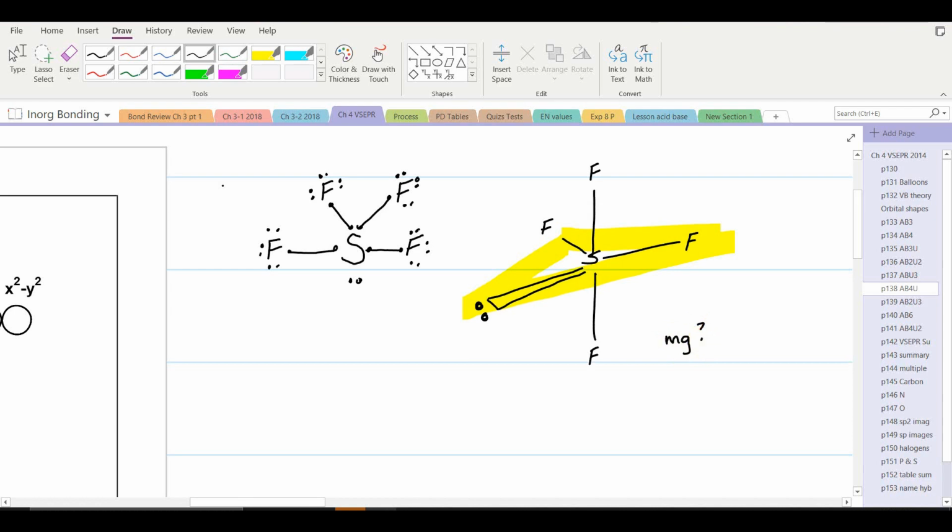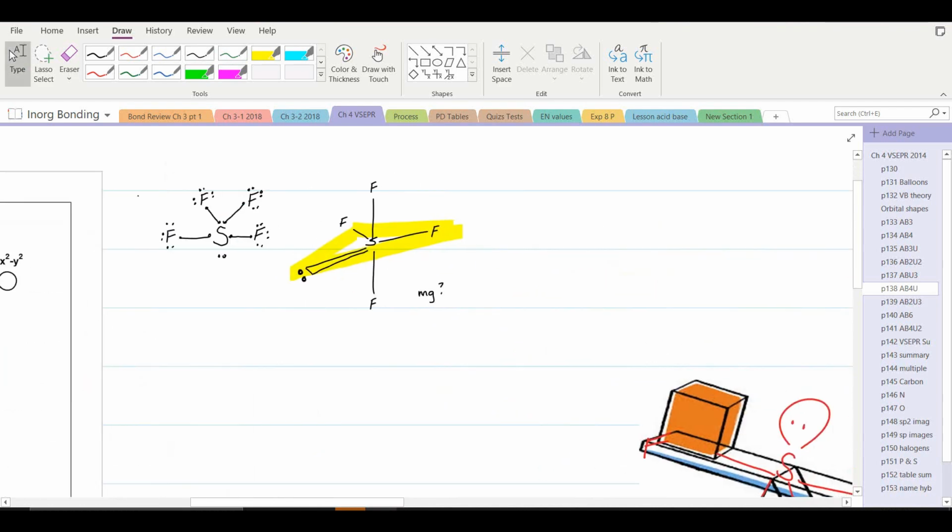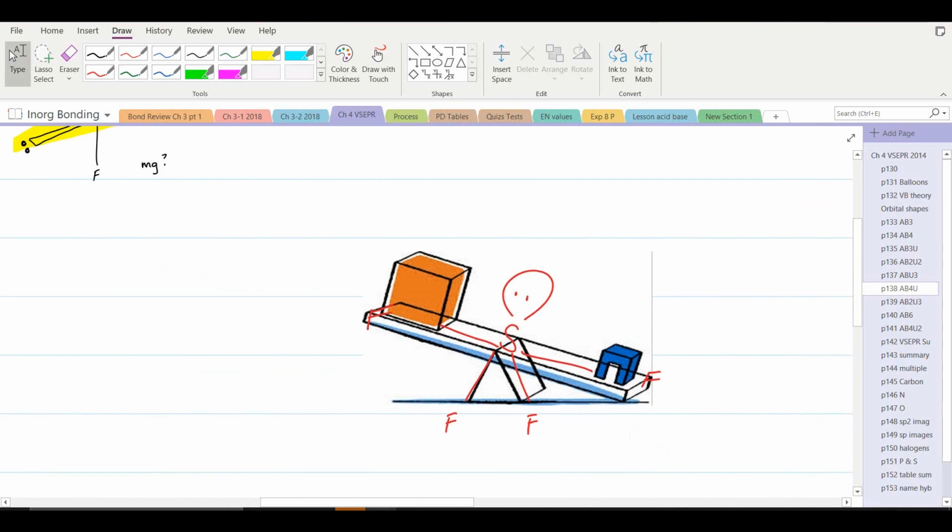Well, there is a name for that. It's called seesaw. So can you picture this? A seesaw is a teeter-totter. I know seesaw is a pretty technical name, but that's what it's actually called. So we have these 4 groups, and the non-bonded pair of electrons makes the shape of a teeter-totter or seesaw.